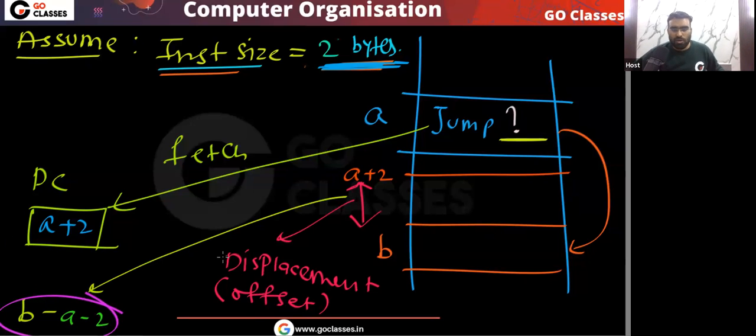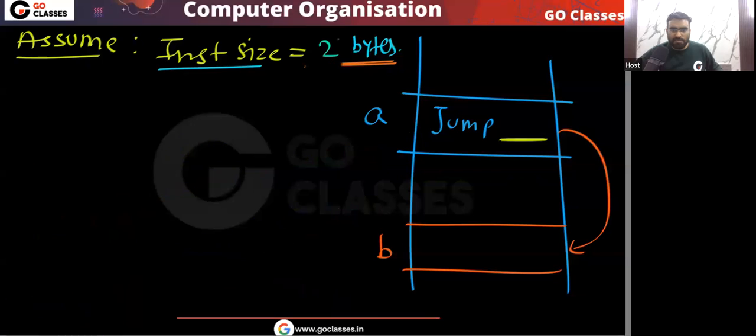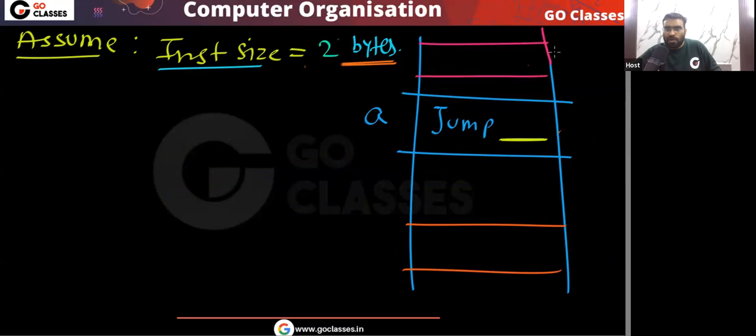Let me know, is this clear or not? Very simple. And will it work if you go in the negative direction? If you go in the other direction, maybe this B is here, will the same formula work if you want to jump here?